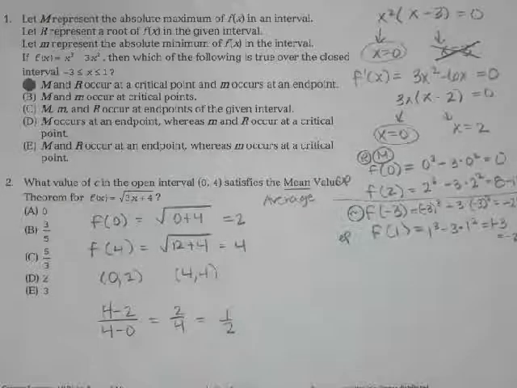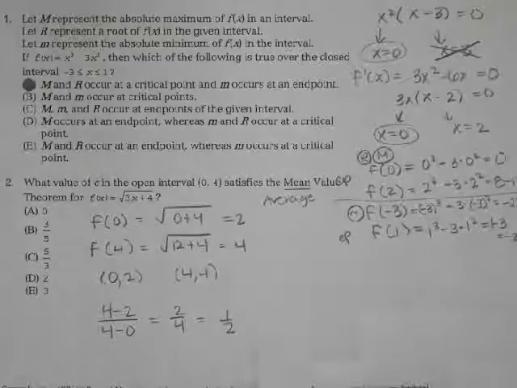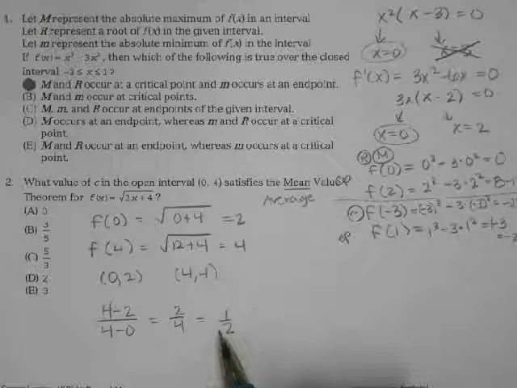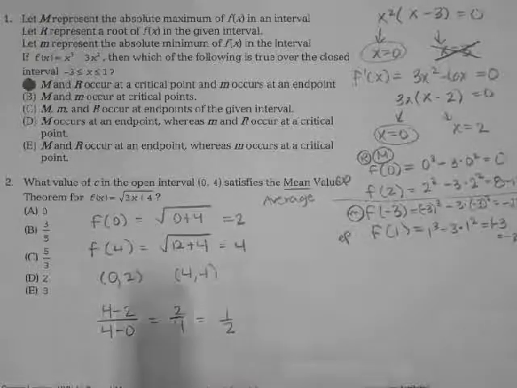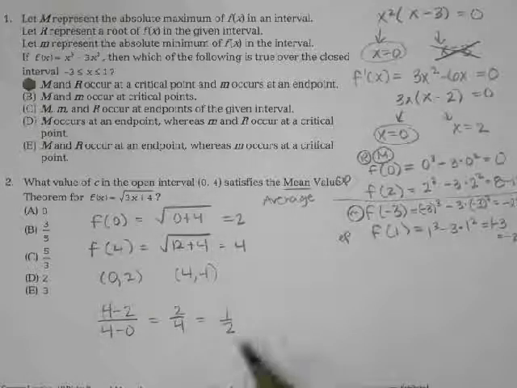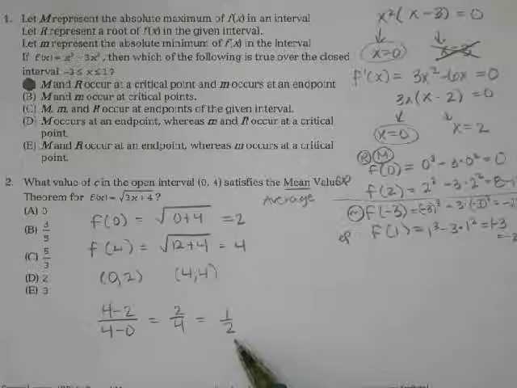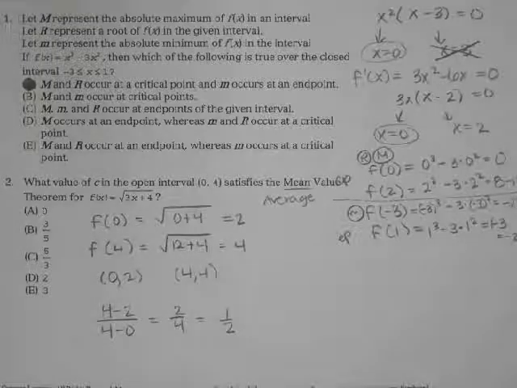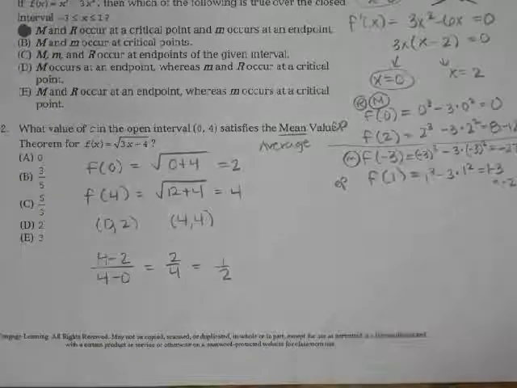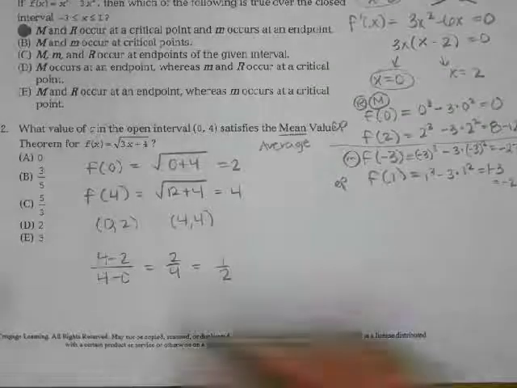So the mean value theorem says that if the average slope of the interval using the endpoints is 1/2, then there is some x value on that interval, we call it c, where the rate of change at that moment is also 1/2. So now we're going to go ahead and take the derivative, because that's where we get that instantaneous slope.